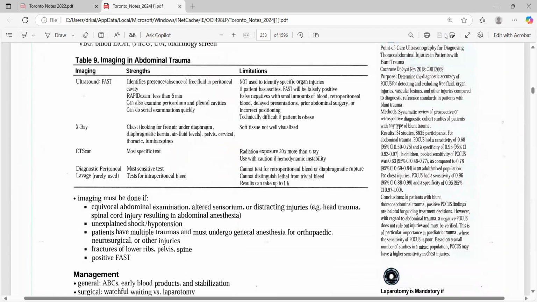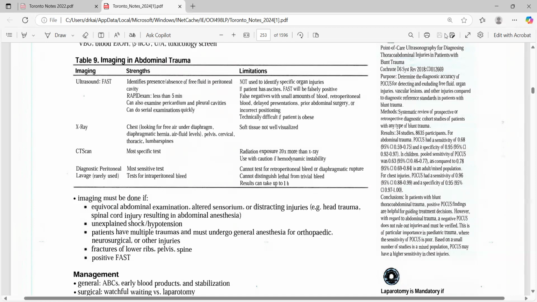Okay. Then comes the imaging. FAST is something that we do for every case, especially if you feel this is needed, and it should be done within 5 minutes. It's a rapid examination. There are a lot of false positives, but it's a very safe one and we do it right away. Then X-ray, checking for the chest, soft tissues not visualized. CT scan is the most common specific test, even for the appendix they go for CT scan. Although I don't know why, CT scan is one of the most authentic ones.